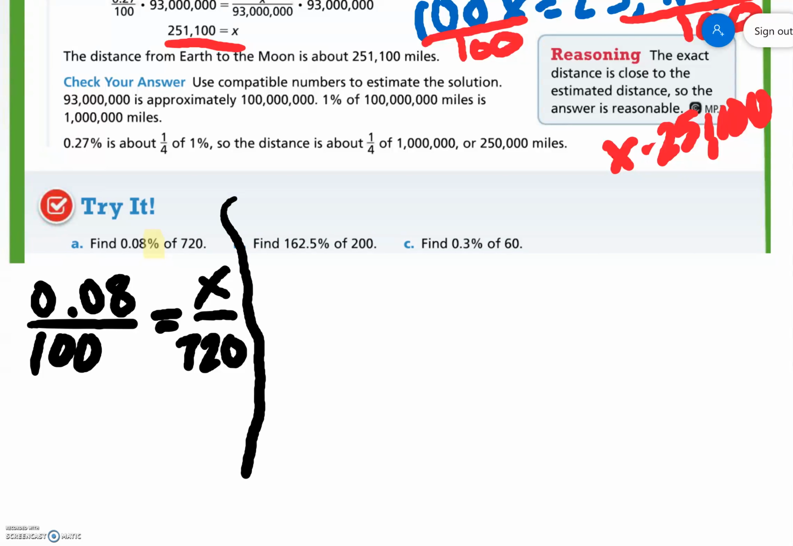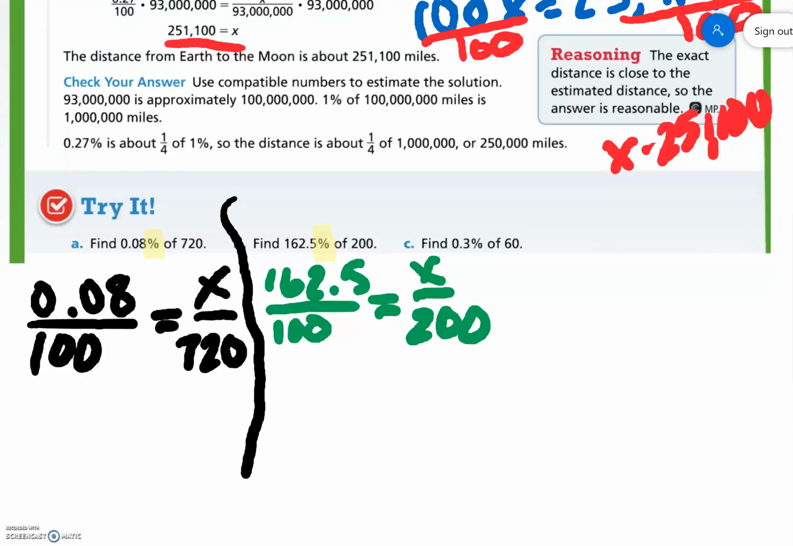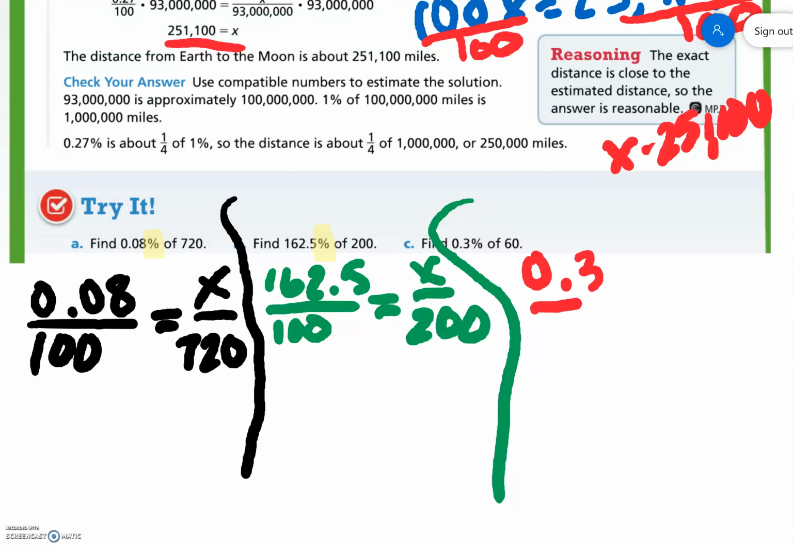So 162.5%, little light bulb. 162.5 divided by 100 equals what over 200? And last but not least, 0.3% equals what over 60? Now you don't have to use x as your variable. You can use any letter.